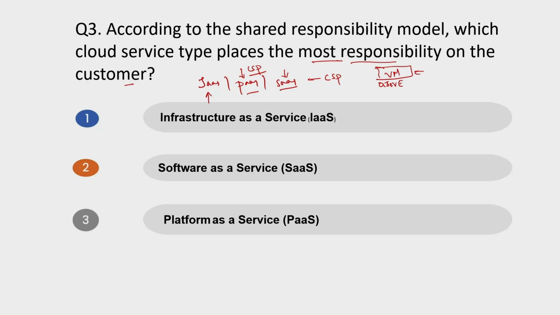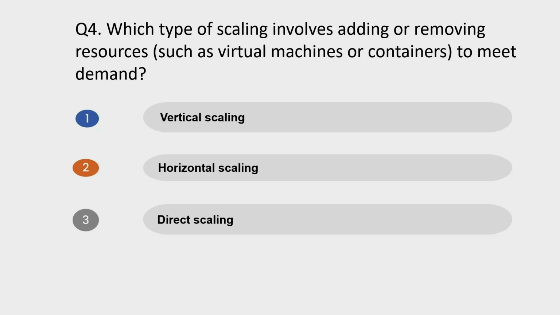the customer has to take care of the operating system, maintenance, patching, backup, and high availability, DR. So everything has to be taken care of by the customer. So infrastructure as a service is the one with the most responsibility on the customer. So this will be the right answer, and this will not be the right answer. Let us see question number 4.